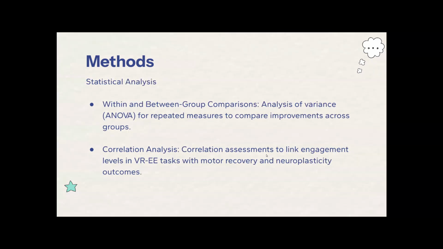So in our statistical analysis, I used ANOVA, which is an analysis method that compares improvements and significant changes within the groups. And then I also plan to use correlation analysis, which can link engagement levels in the VR environmental enrichment group.